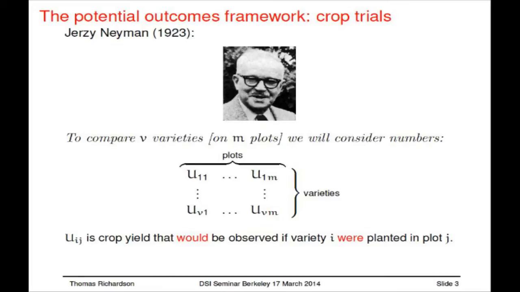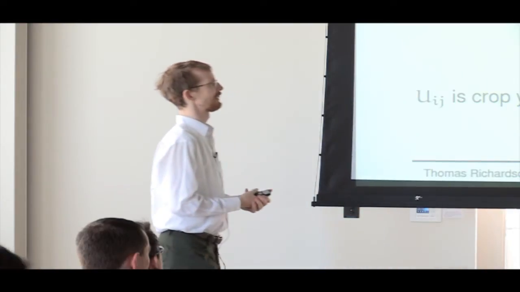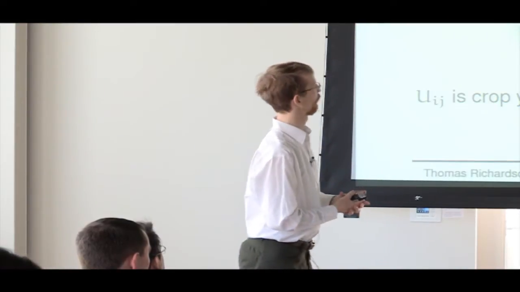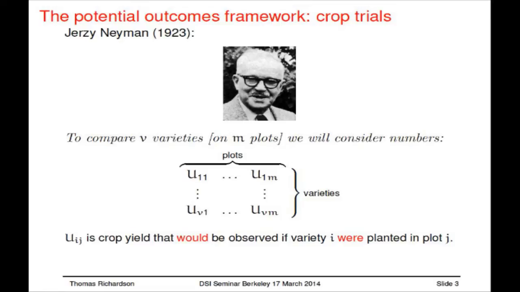So we then jump forwards to Neyman. And this is from Neyman's master's thesis in Polish. He's thinking about field trials where we have a field divided up into various plots, and we're planting different species of grain, or it could be that we're trying out different fertilizers. And he says to compare V varieties on M plots, we will consider a set of numbers, a matrix of numbers like this, where Uij is the crop yield that would be observed if variety I were planted in plot J.